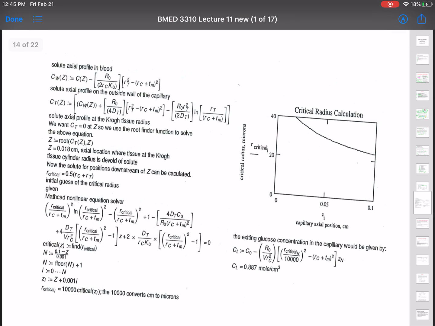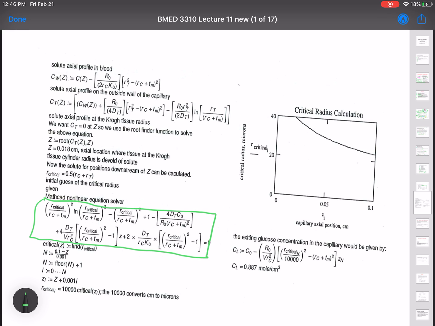Yeah. She's using this equation where she plugged in 0 for the concentration and had it find the root of that. So that's the critical radius that we talked about in the example of glucose and the muscle in my arm. This is the point where the muscle isn't getting glucose from this capillary. So we kind of hope that there's another capillary nearby.